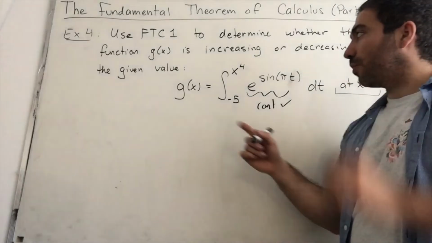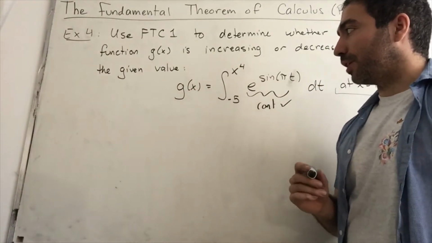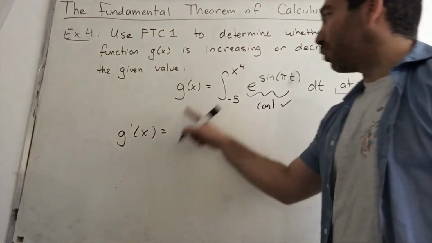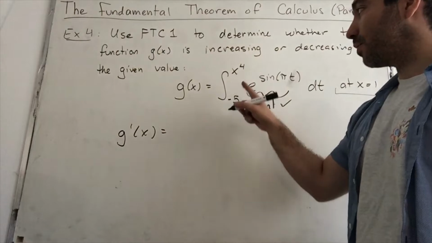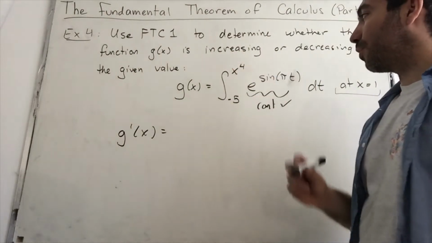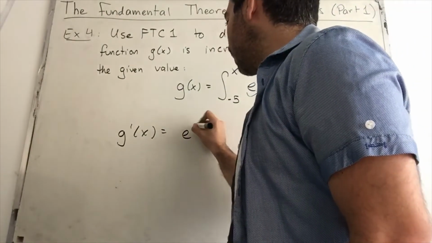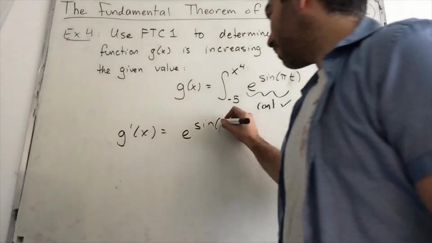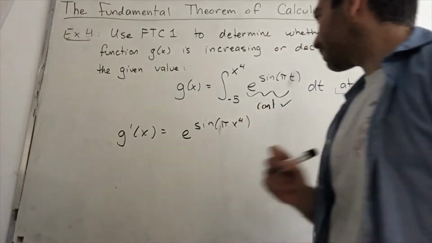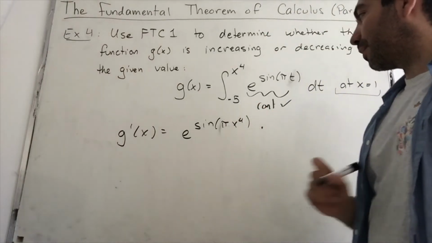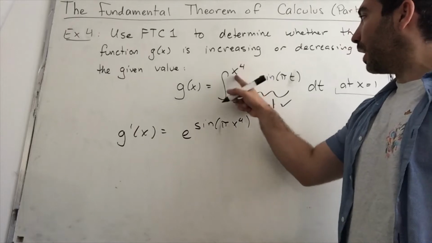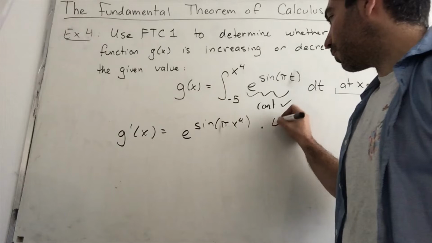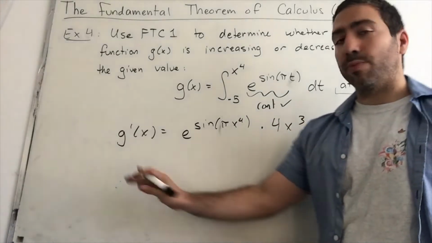Good. So now we have to take the derivative of g of x. Let's do that. So the derivative negates the integral symbol, so that's out. And now we're going to substitute the x to the 4 with the t, giving us e to the exponent sine pi x to the 4, multiplied by, so I substituted the x to the 4 for the t, and then I multiplied by the derivative of x to the 4, which is 4x cubed. Okay, so we found our derivative.